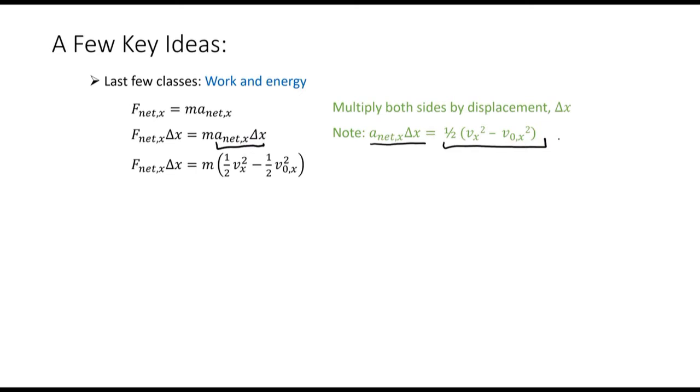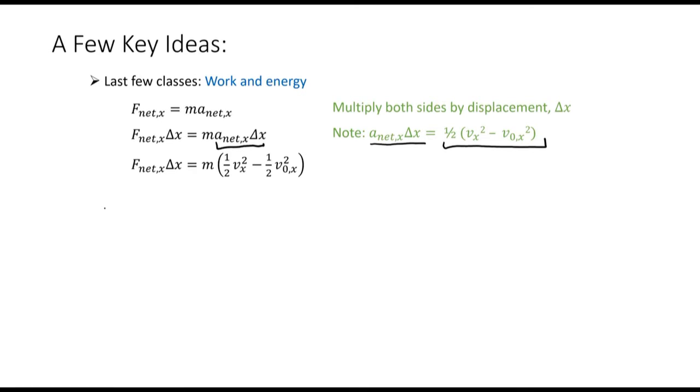So 1/2 vx squared minus v naught x squared. All right, and so that's what I've done on this third line of the equation here. I've just replaced a net x delta x with 1/2 vx squared minus 1/2 v naught x squared. I've distributed the 1/2 inside the parentheses. Okay, and so now looking at the right-hand side, I have m times 1/2 vx squared minus, if I distribute the m, 1/2 m v naught x squared.